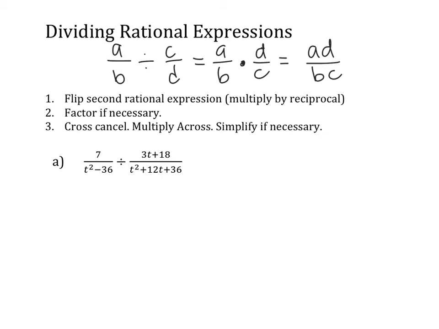So we're going to follow these steps for our division. Flip the second expression, factor if necessary, cross cancel, multiply across, simplify if necessary. So we're just multiplying with that one added step in the beginning of flipping the second expression. So I'm going to flip this one. I'm just going to rewrite it flipped already.